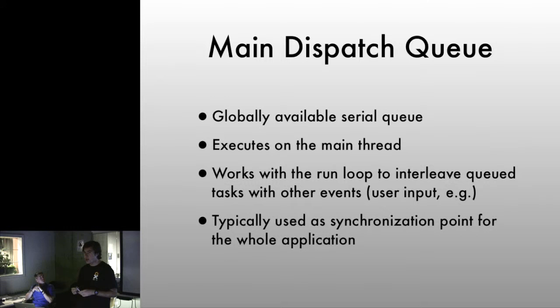And then finally, there is the main dispatch queue, which is a globally available serial queue that executes on the main thread and tries to interleave as best as possible the tasks on it and any other application events. This includes user input, for example, any I/O requests, they're all interleaved to keep things as efficient as possible. It's typically used as a point for synchronizing your entire application. So if there's distinct stages the application needs to go through, it makes sense to synchronize those all through the main dispatch queue to make sure that everything goes in sequence in your application.